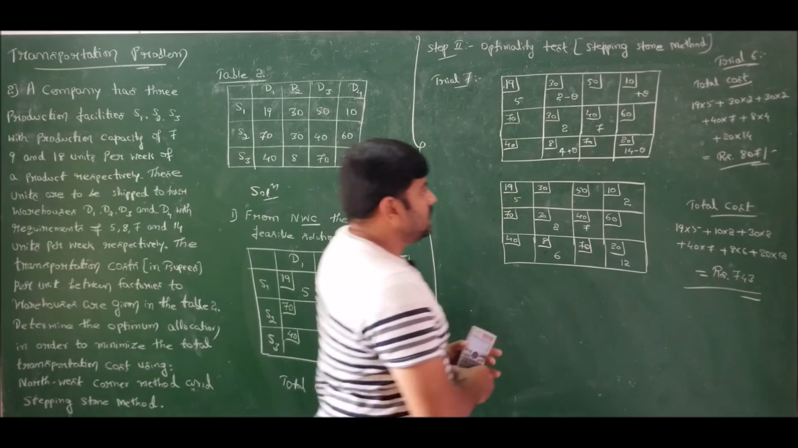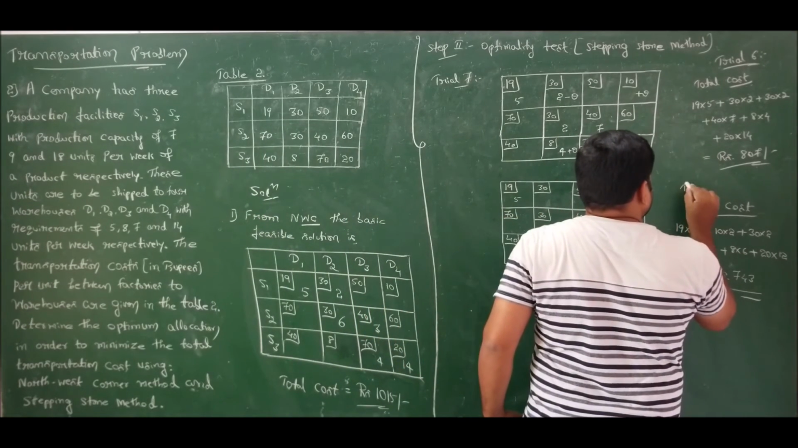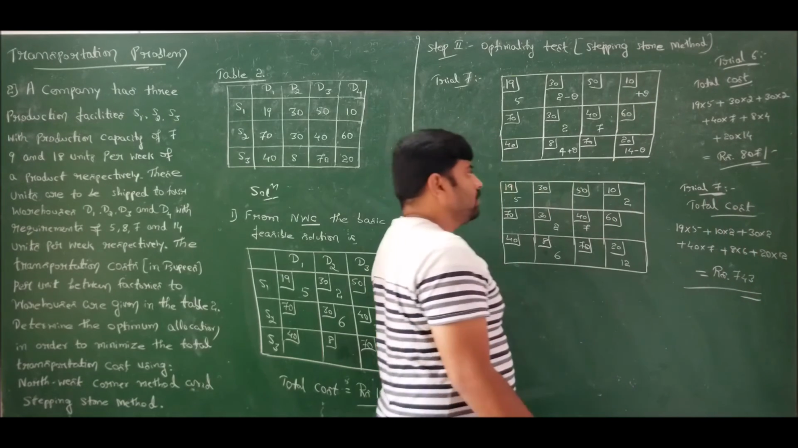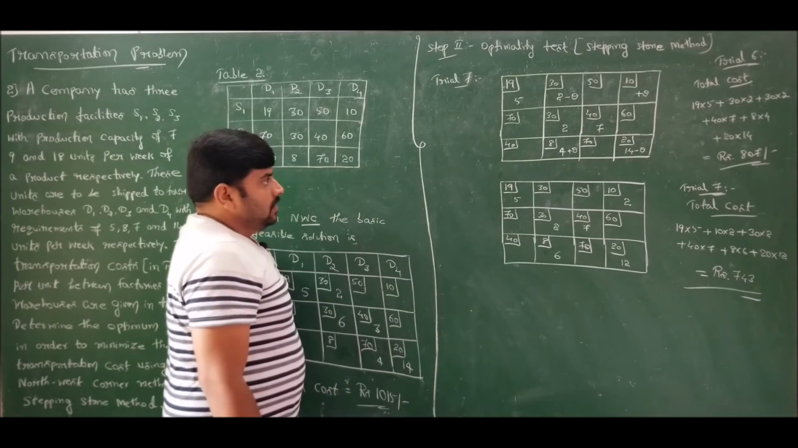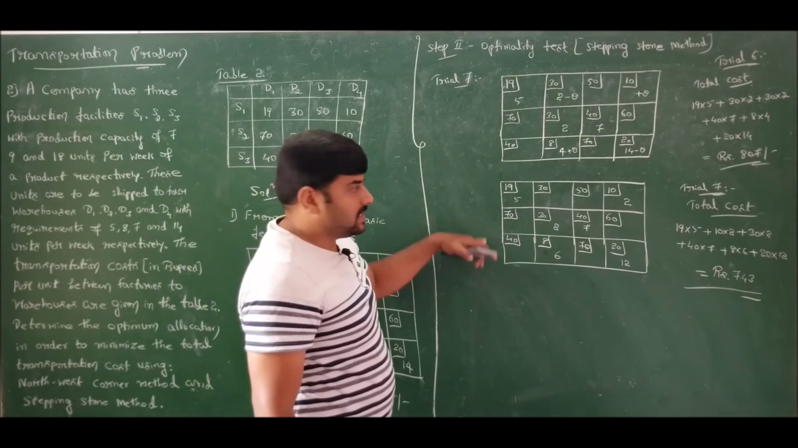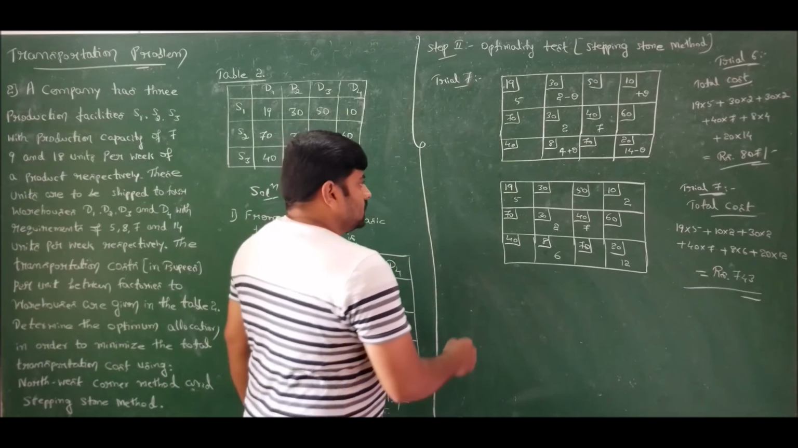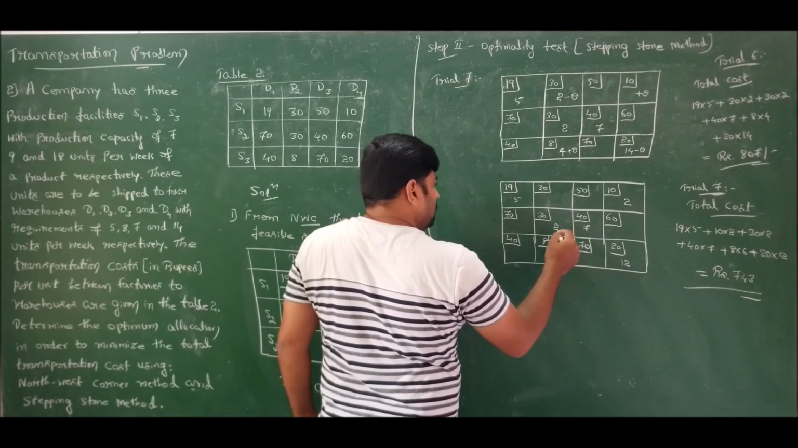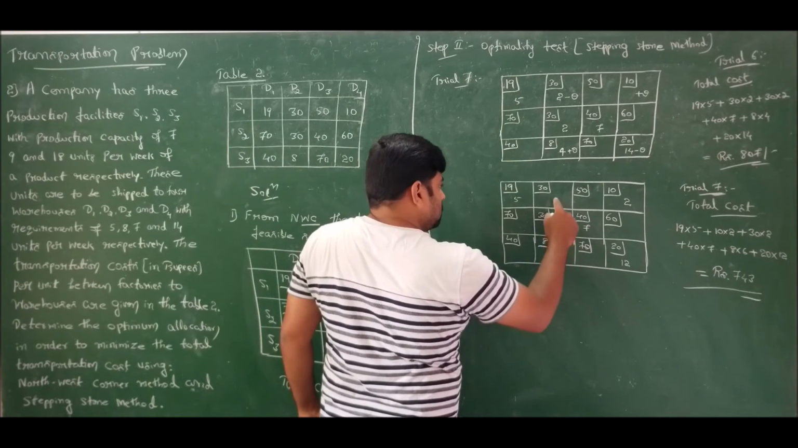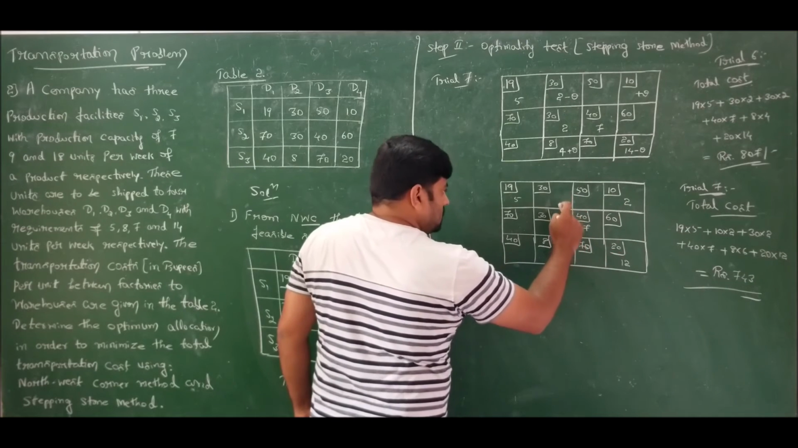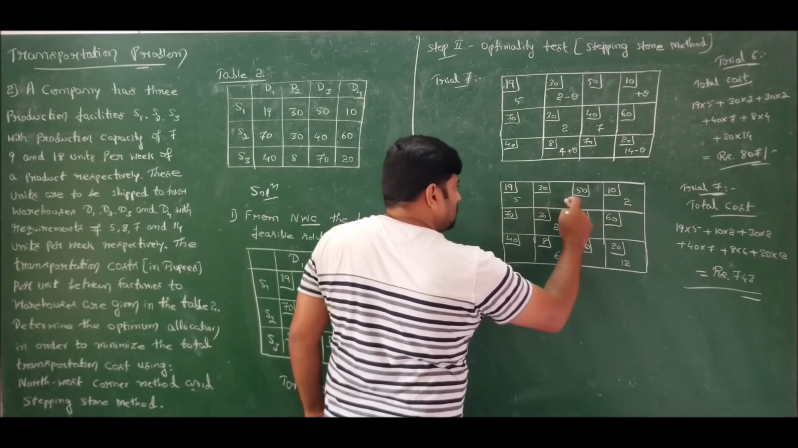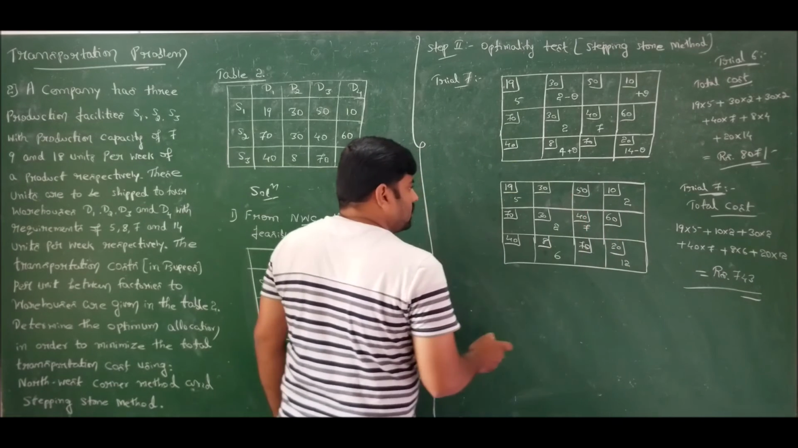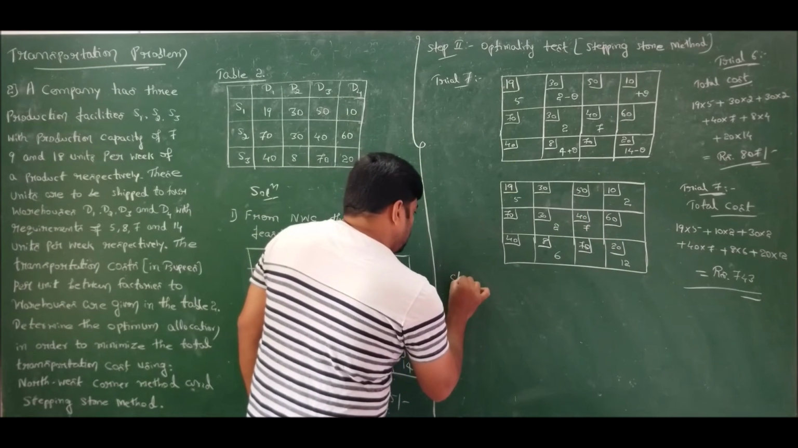So therefore, in trial 7 we have found an improvement, right? Now again you check whether this is the optimal solution or not. So if I give plus 1 here, then the loop will be like this, correct? So this will be the loop. Only possible loop is this one. From here I will go to 8, 20, 10 and come back. So therefore again check for optimality.